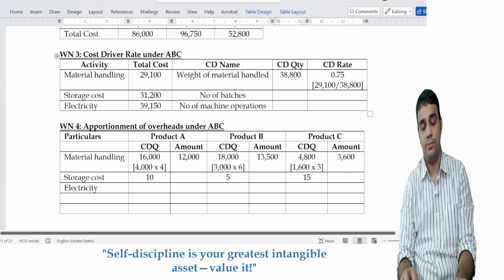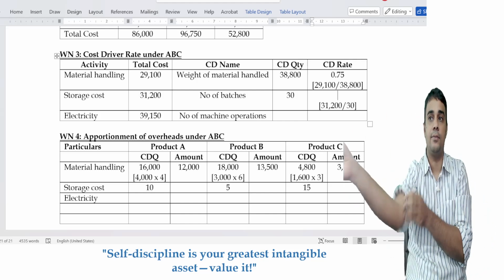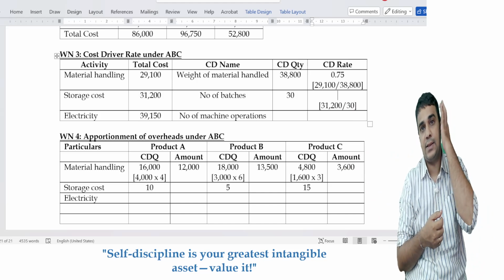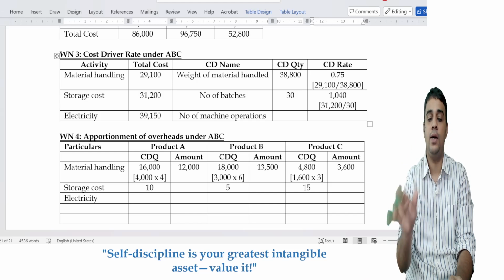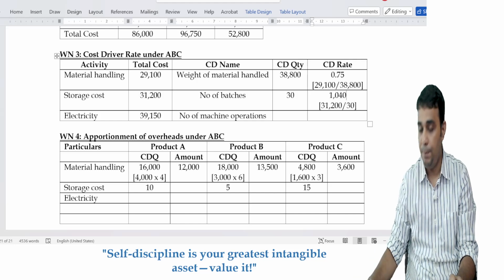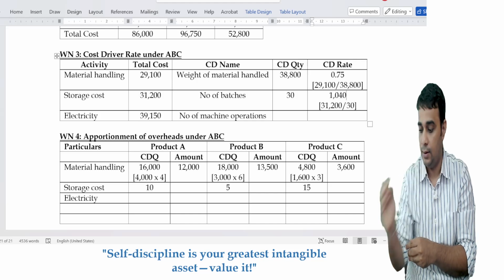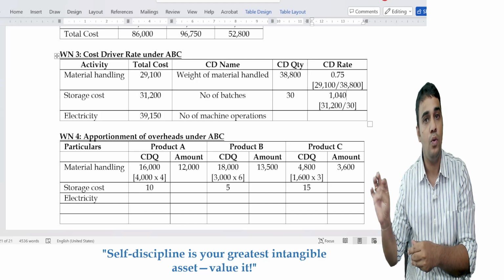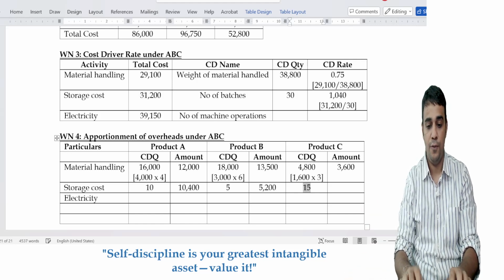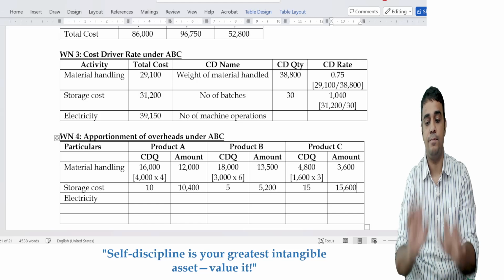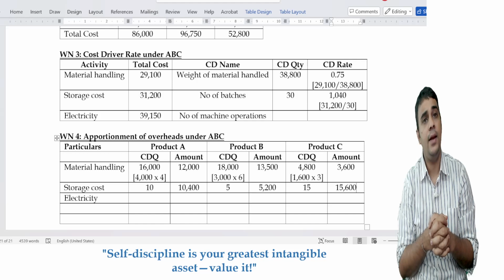Put a total: 30. Divide 31,200 by 30 and leave the number as it is in the calculator. It is 1040. Now do into 10 equal to 10,400, into 5 equal to 5,200, into 15 equal to 15,600. That's all. Any doubts in this? Fairly straightforward workings. Can we proceed?